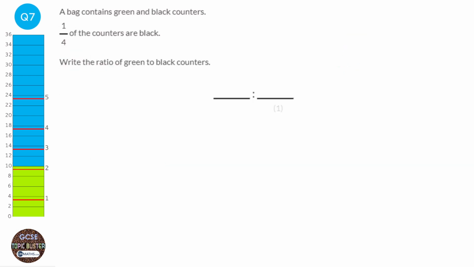So the first thing we're going to do is write this as a ratio between the fractions. So we're going to have green to black.